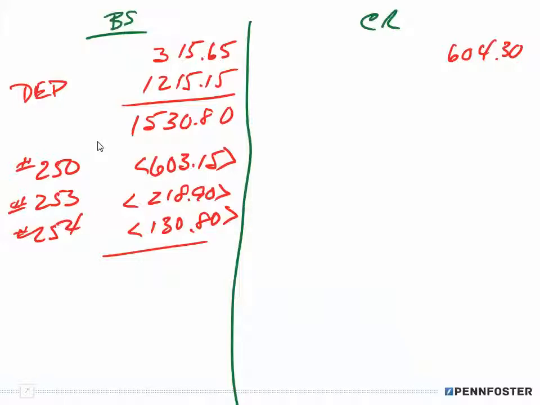Okay, so now we do the math. $1,530.80 minus $603.15 minus $218.90 minus $130.80, and I should have a balance of $577.95. Reconciled balance of $577.95.